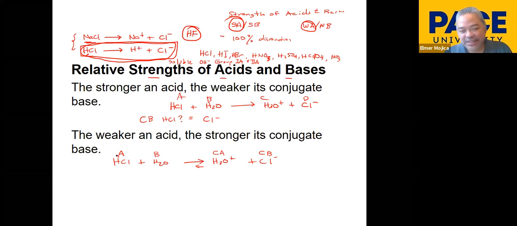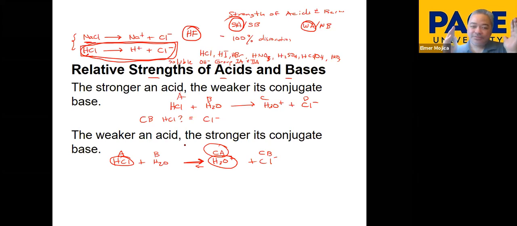So between HCl and H3O+, which are both competing as an acid, HCl is a strong acid. So the one that is favored is this one. Okay? So the weaker an acid here, the stronger its conjugate base. So this is your acid, so it's a weak one. Its conjugate base is this one, so it's a stronger one. So both the stronger acid and the stronger base are on this side, so it will favor the forward reaction.